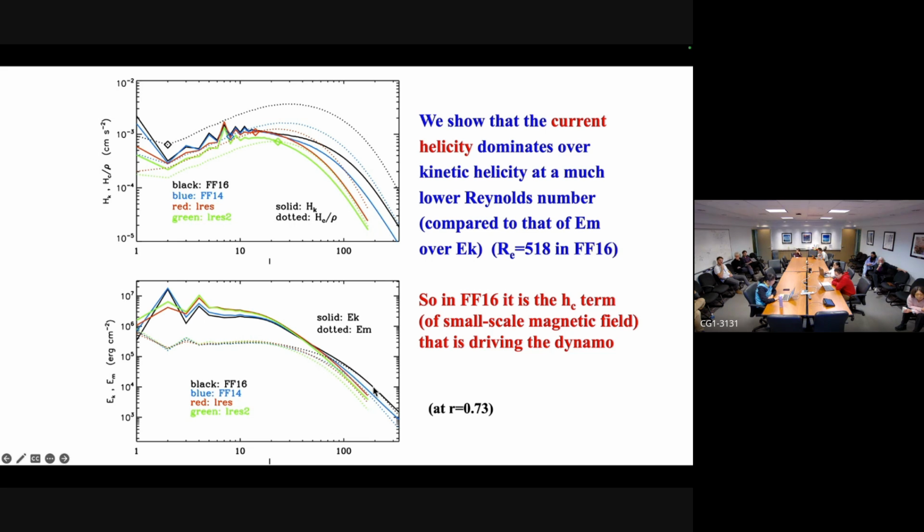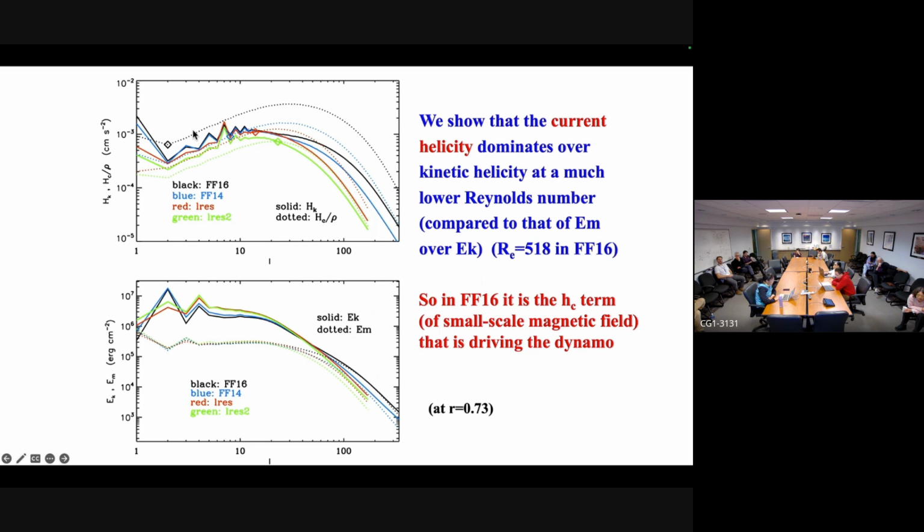for the small scale field, the solid line is kinetic helicity and the dotted line is magnetic helicity. They are roughly equivalent. So that means for this case, it is roughly equal partition. So we have not reached the super equipartition yet.